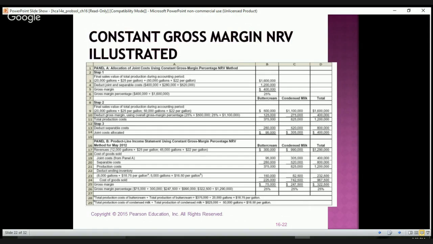Step 3, we deduct the separable costs of 280 and 520. So joint cost allocated will be 95,000 for buttercream and 305,000 for condensed milk.